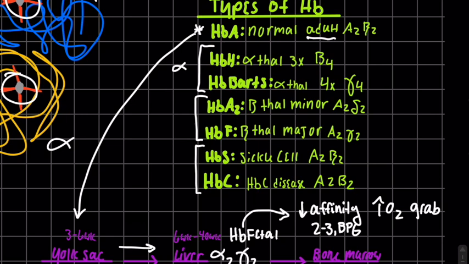Alpha thalassemia is a problem in the construction of the alpha globin chain. So in hemoglobin H, we're going to get 4 betas, and in hemoglobin Bart's, we're going to get 4 gammas.